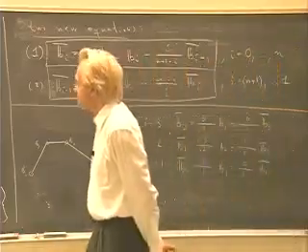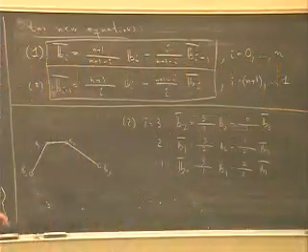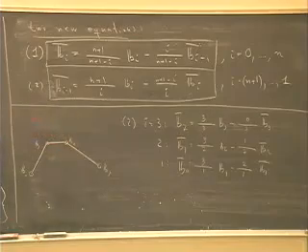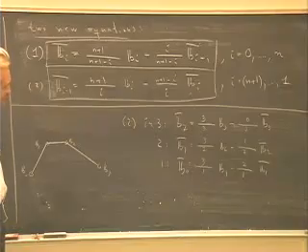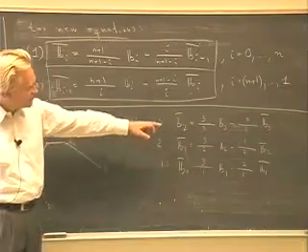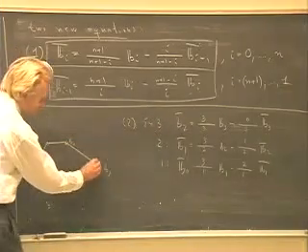Okay, so what does this mean? These are different expressions for the b_i bar points. So what do we have? We have b2 bar equals b3. So this is b2 bar.